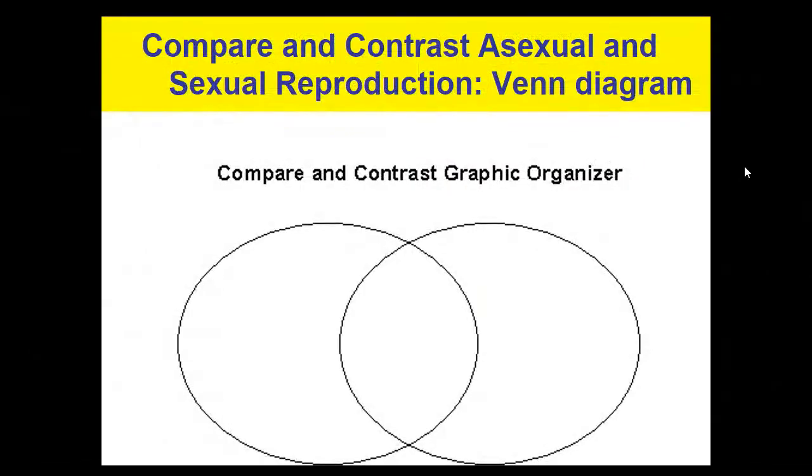It says compare and contrast asexual and sexual reproduction. You guys know what a Venn diagram is? You ever learned what a Venn diagram is? It's shown as two overlapping circles. So if you were going to compare and contrast two things like asexual and sexual reproduction, you would put the description of asexual reproduction here, and the description of sexual reproduction here, but in here where they overlap, you would put what they have in common.